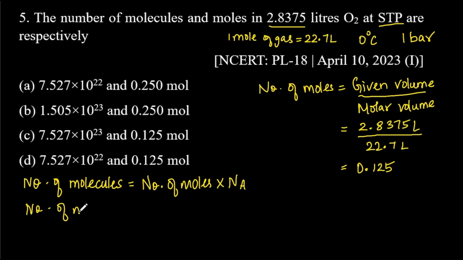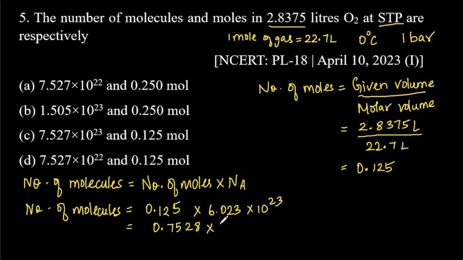So the number of molecules is equal to 0.125 into Avogadro number, that is 6.023 into 10 power 23. Here we will get the answer as 0.7528 into 10 power 23. Now you have to bring the decimal point after 7, so the answer will become 7.528 into 10 power 22. So here the number of molecules is 7.528 into 10 power 22 and the number of moles is 0.125. So the correct option is option D.